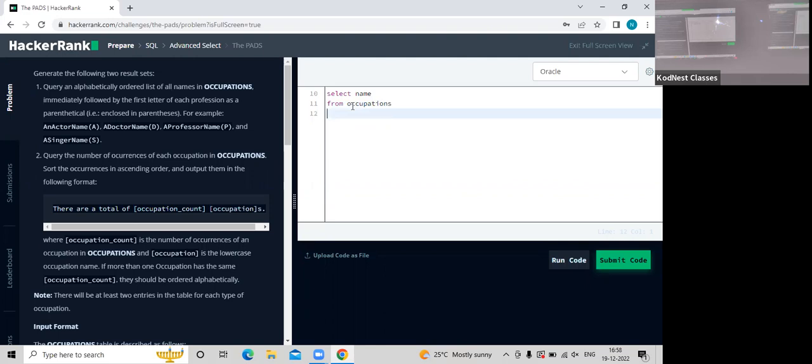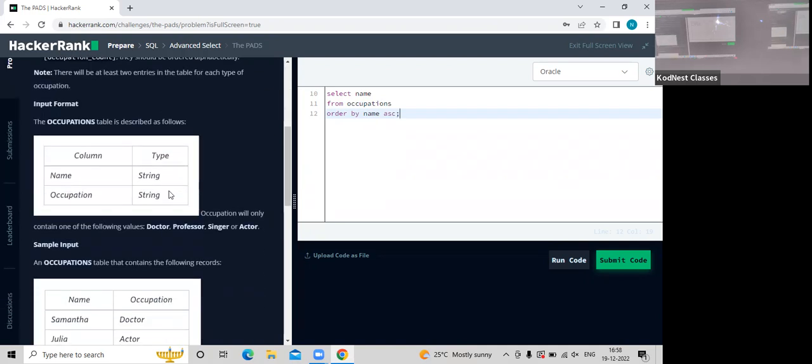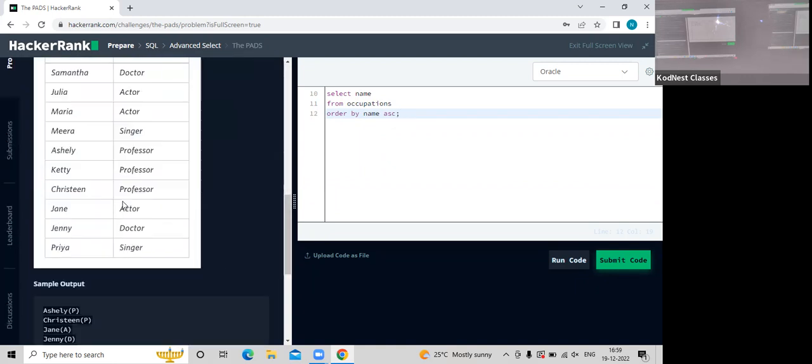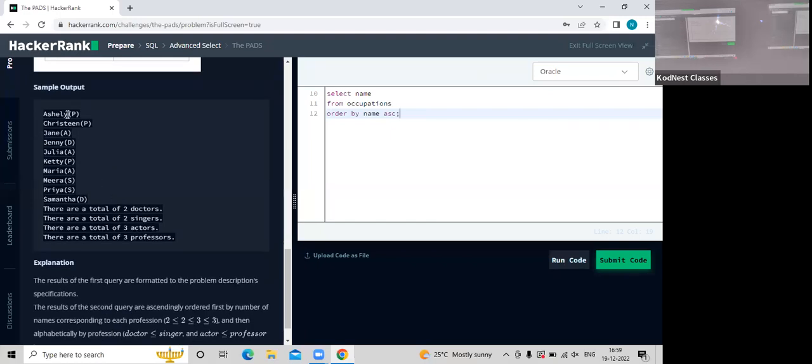Alphabetically ordered list of names, which means we have to sort this name. So I'll tell order by name in ascending order. Okay, we will tell this much. But dear students, if you observe this particular question, what is it we want? Alphabetically ordered names we want, but it should be displayed like this. Within the parenthesis, their profession, what profession they are in, that profession name also should be displayed.